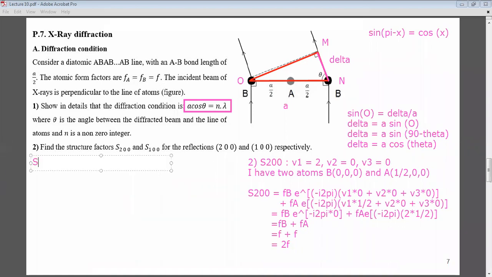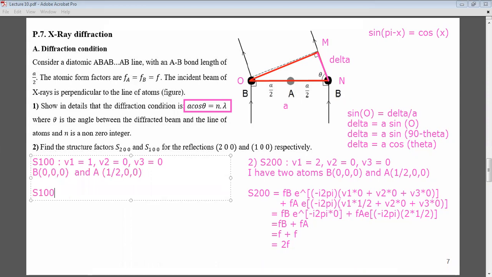So S100, this means that I have V1 equal 1, V2 equal 0, V3 equal 0, and still I have the two atoms B at 0 0 0 and A at half 0 0.